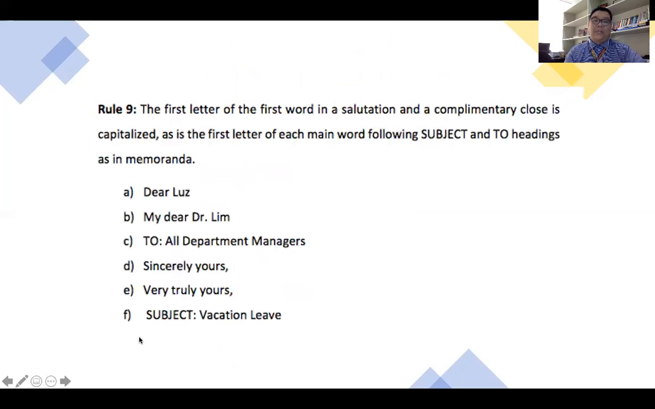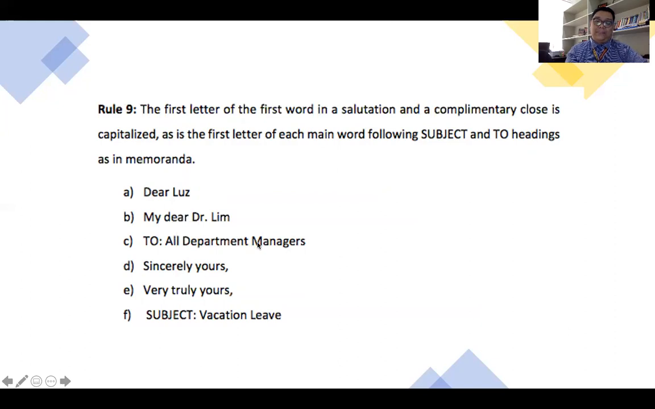Okay? Rule number 9. The first letter of the first word in a salutation and a complementary clause is capitalized, as is the first letter of each main word following subject and 2 headings as in memoranda. Now, I want you to carefully remember this one because this is the common mistake that we commit when writing our letters, business or corporate letters. Dear Luz, if you notice, you need to have capital letters for D, dear, and Luz.